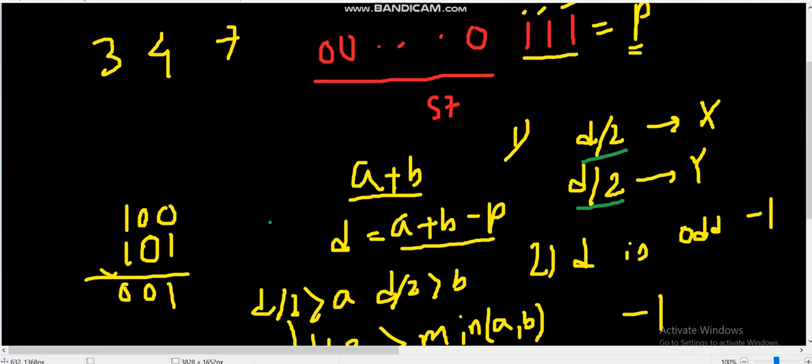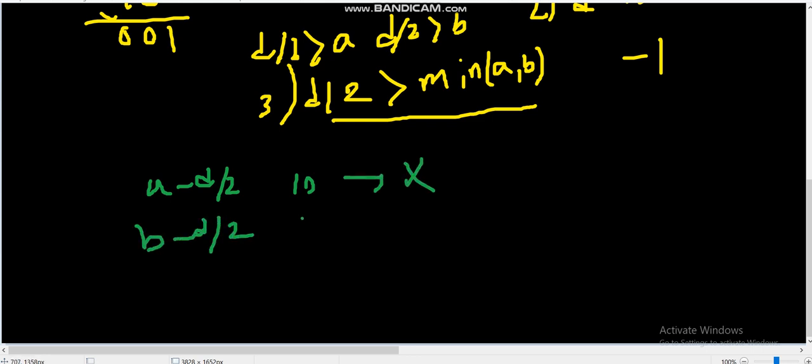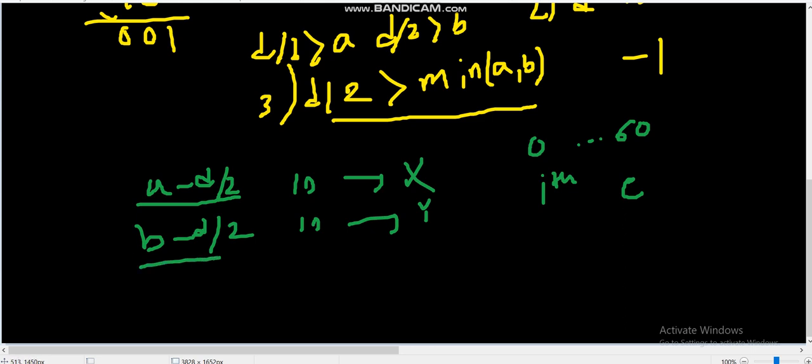Now what will you do? There will be A minus D by 2 bits once in X, and B minus D by 2 once in Y. Now we'll iterate over all the bits, from 0 to 60, and check if the ith bit is set in C. We'll first try to make all the bits set in X, and after these A minus D by 2 bits are done, we'll check the B minus D by 2 in Y.